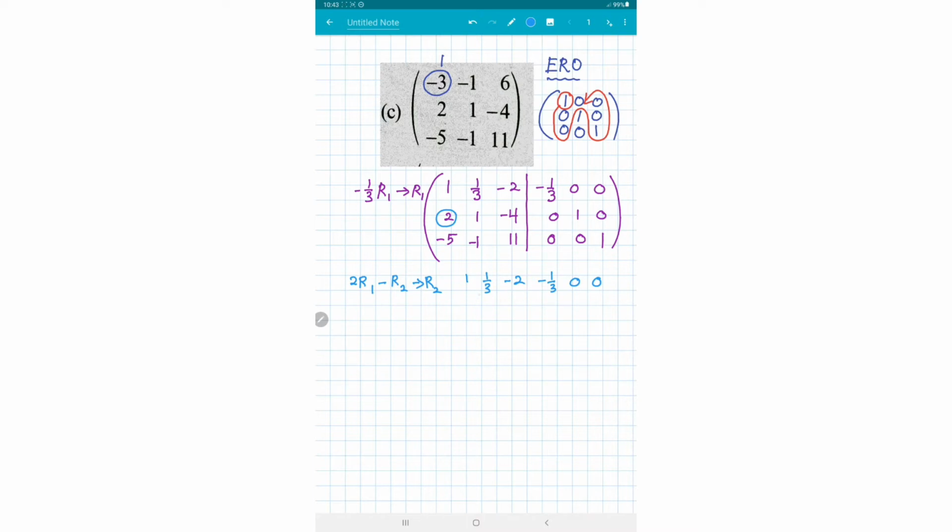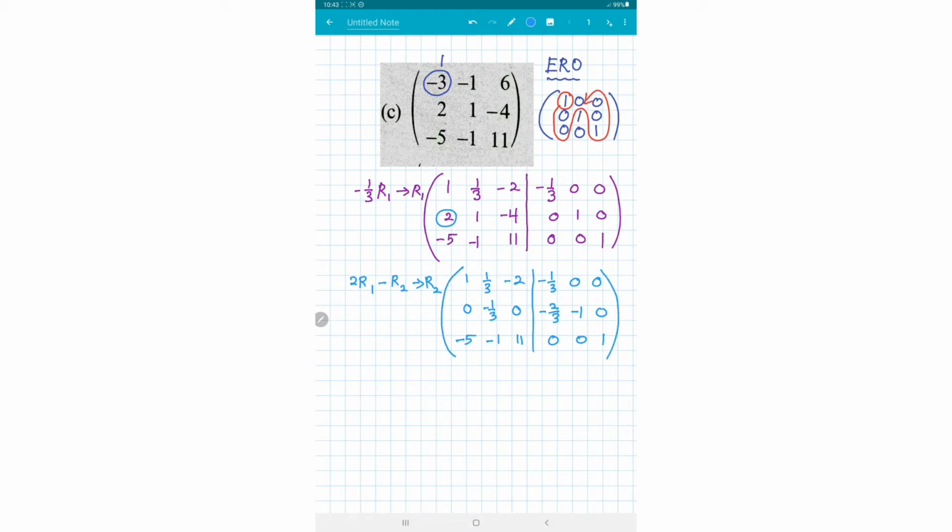The first row is settled, and then we look at the second row. 2 times 1 is 2, and then minus 2 becomes 0. This one gets the negative 1 over 3, you get 0, negative 2 over 3, negative 1, 0. The third row stays the same, so we copy down negative 5 negative 1 11 0 0 1.